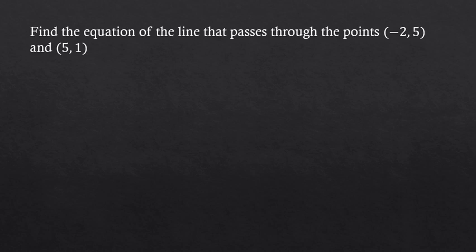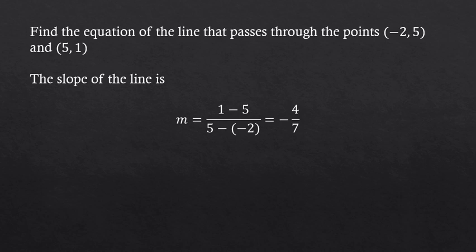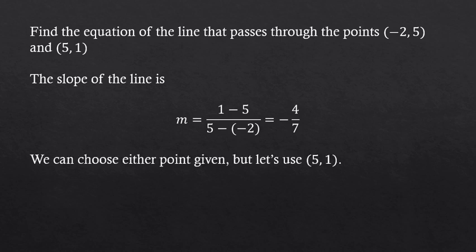But first, I'm going to calculate my slope. I did y2 minus y1, and then x2 minus x1 once again. 1 minus 5 is -4. 5 minus a -2 is a +7. So we get a slope of -4/7. As I said, we can choose either point that we were handed in the problem, but I'm going to use the ordered pair 5, 1, just because it's nicer. There's no negative numbers going on there. What the heck?